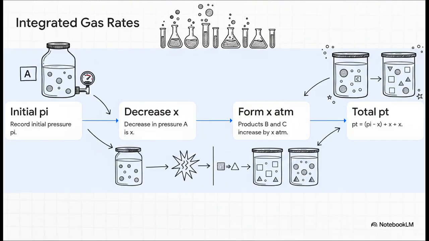For your exams, here is a brilliant, foolproof, step-by-step checklist to set up integrated rate equations for gases. Imagine gas A decomposes into gas B and gas C. First, record the initial pressure of A at time 0, let's call it p_i. Second, let x atmospheres be the decrease in pressure of A at time t. Third, if 1 mole of A produces 1 mole of B and C, then B and C will each increase by x atmospheres. Finally, your total pressure P_T simply equals the remaining pressure of A, which is p_i minus x, plus the pressure of B, x, plus the pressure of C, x.